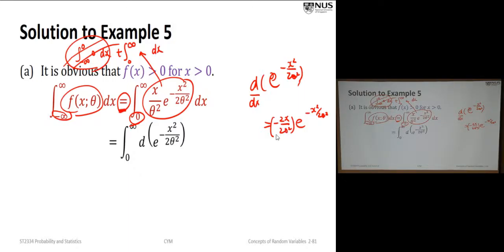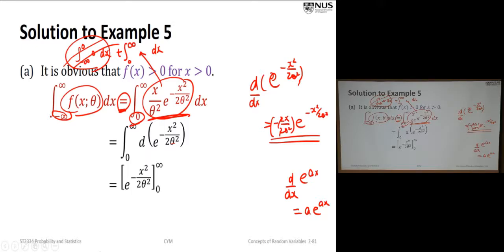Okay, there's a negative sign. You differentiate ax with respect to x. This will give you a e to the power ax. Just apply that. Okay, so you see, this is exactly the same as this one. So in other words, this is equal to differentiating this one. So the answer is e to the power minus x squared over 2 theta squared.